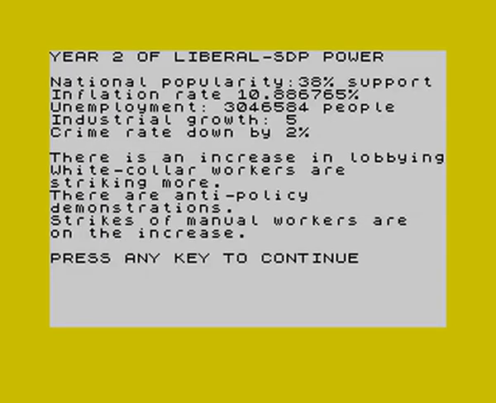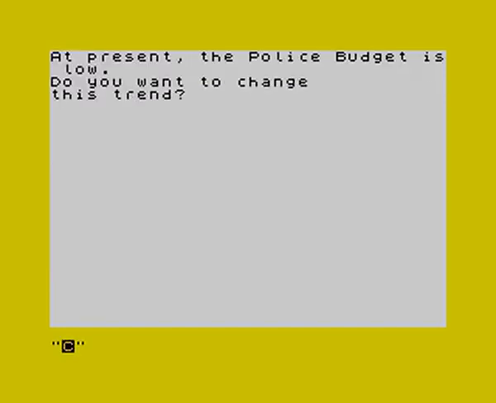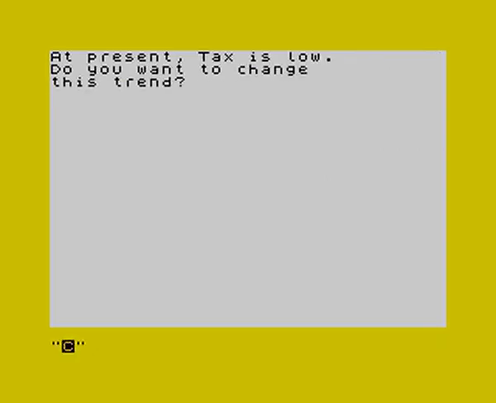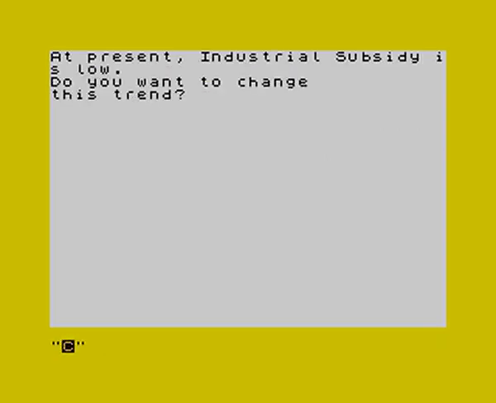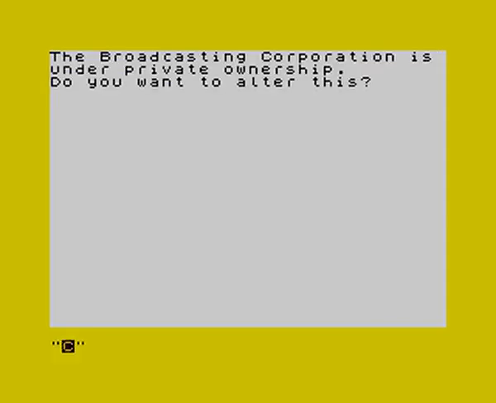Our popularity has slumped to 38%. Inflation rate is up to 10%. Unemployment is 3%. Increasing lobbying, which is posh people, and everyone is really unhappy. So let's see how we're getting on. Can we get to a general election? Let's increase the police budget, leave defence alone, leave tax as it is, increase industrial subsidies, keep health high, keep education high, leave salary alone, leave everything else alone, and hope we can get through another year.